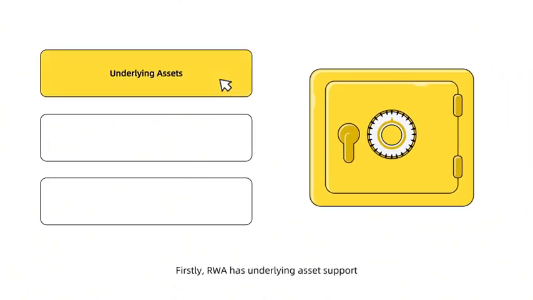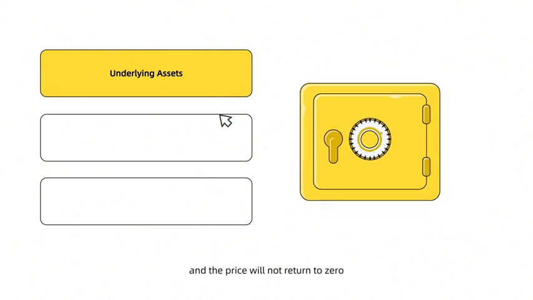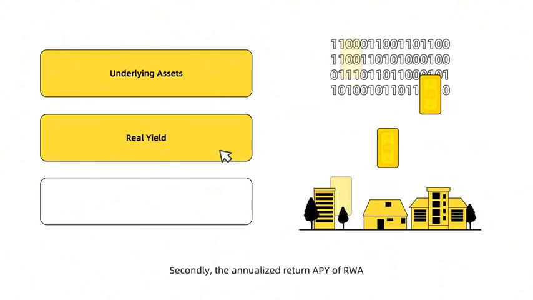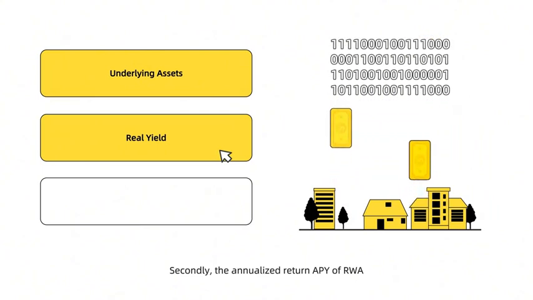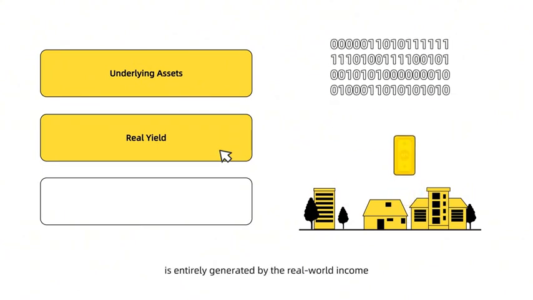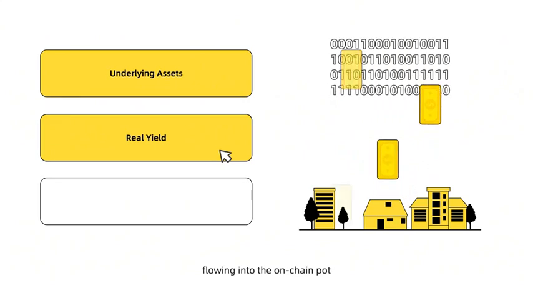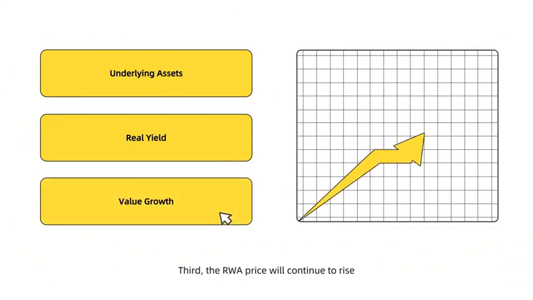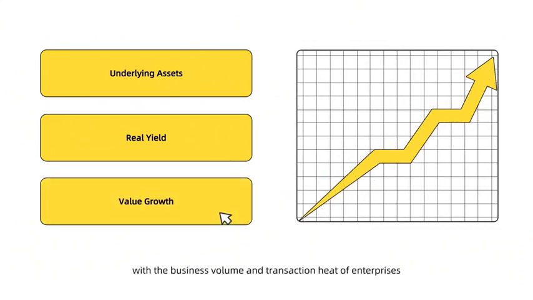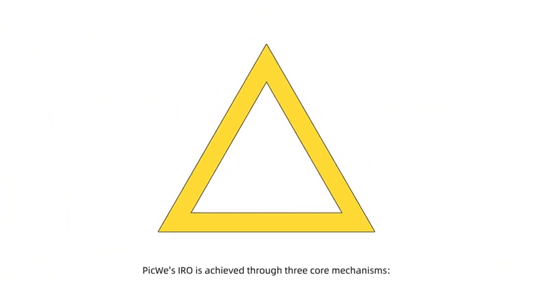Firstly, RWA has underlying asset support, and the price will not return to zero. Secondly, the annualized return APY of RWA is entirely generated by the real-world income flowing into the on-chain pot. Third, the RWA price will continue to rise with the business volume and transaction heat of enterprises. PicWe's IRO is achieved through three core mechanisms.